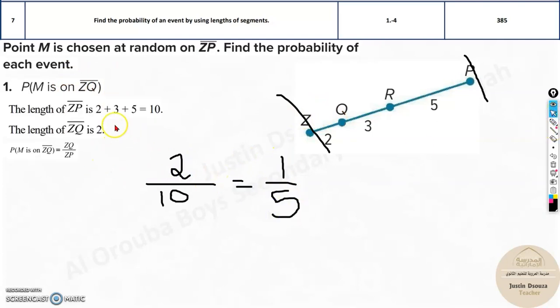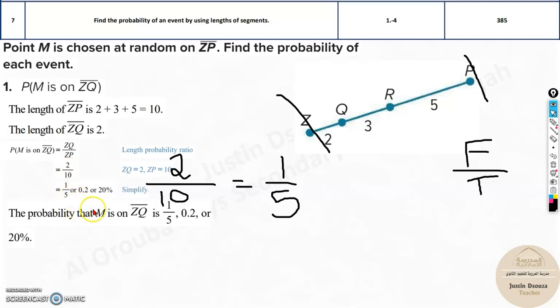That's it. So over here, you need to find the total length, that is 10, and the length that is in consideration, 2. The probability for the point on this line ZQ would be the distance of ZQ divided by the total distance. As we know, it's favorable divided by total. The total here is ZP. Favorable is ZQ. That's it. Substitute and you'll get the answer. It's 20%. So the answer is 20% that the point M will be within this line ZQ.